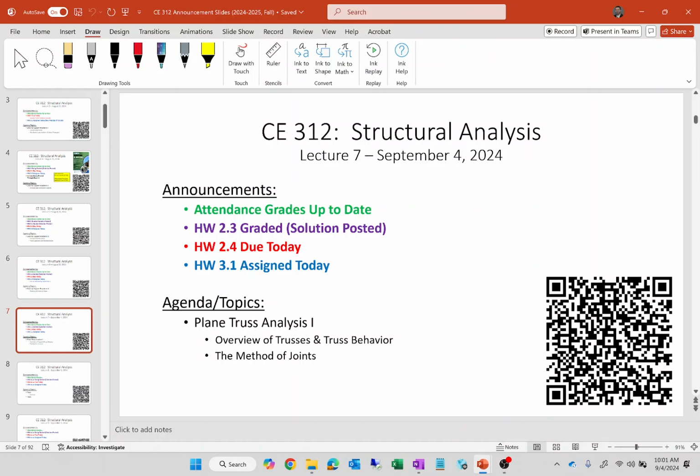So for now, we're in structural analysis land for a good little bit. Okay, so we finished reactions last time, the last homework. Did that go well? I hope so. Our homework grades are caught up. We're up to date on everything on Blackboard. You're getting your first truss assignment today. We are starting a new topic today. We're going to start plain truss analysis.